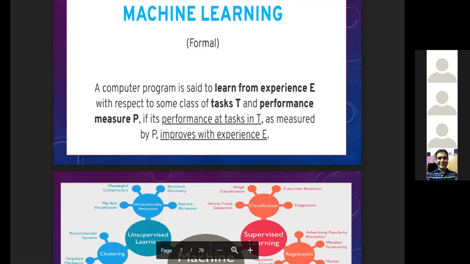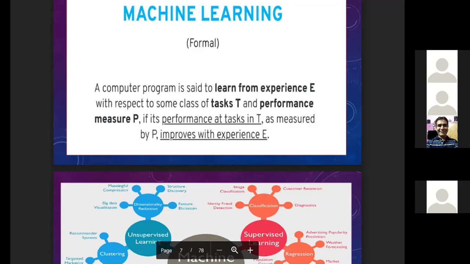Means if the machine is designed for a specific task, then it has to perform at a particular level, that is P, known as the performance measure P. If it is not performing according to the performance measure P, then there may be a problem. We have to look into our system. So it has to perform according to the performance measure. That is the basic definition of machine learning.